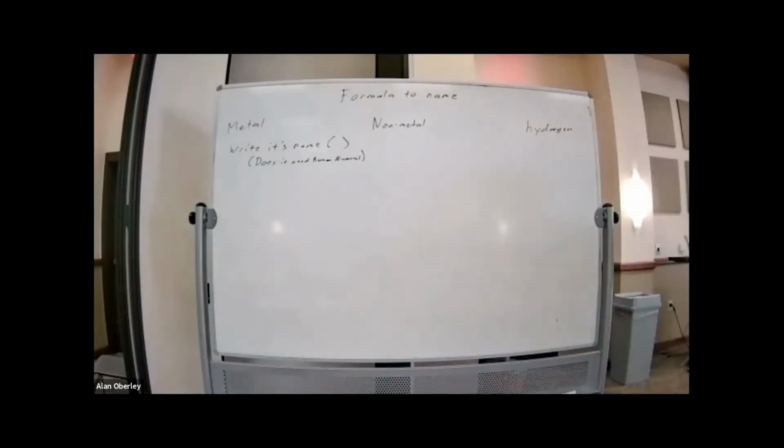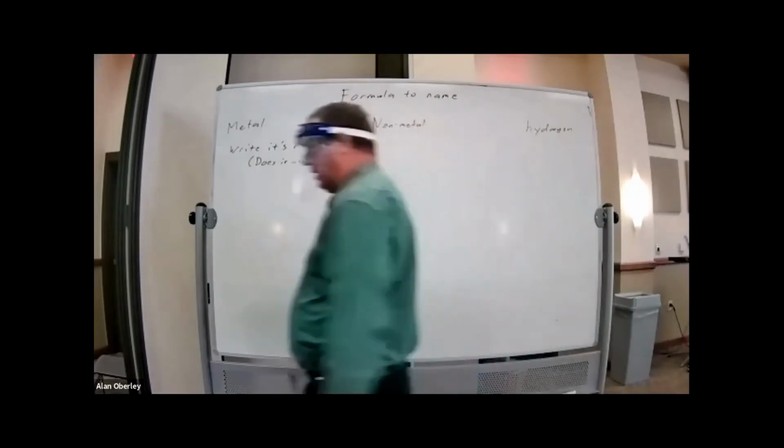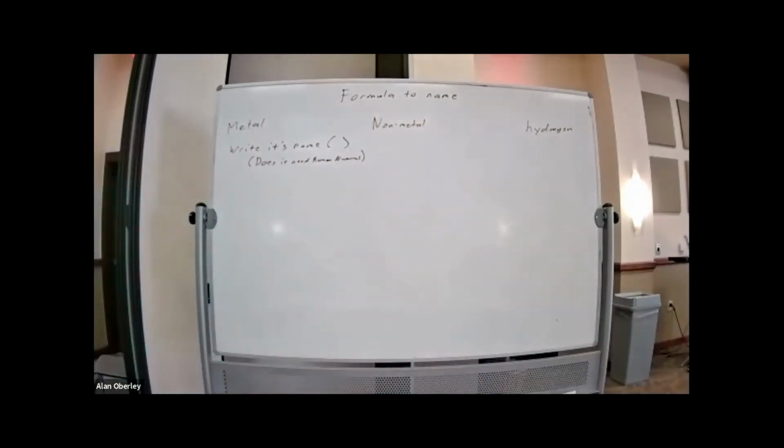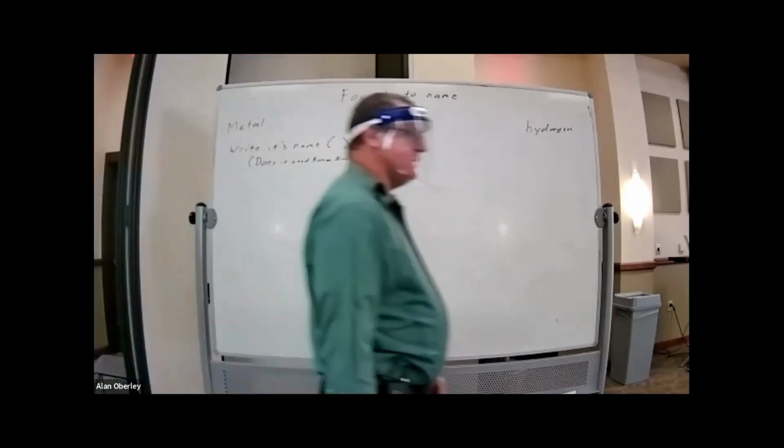So if it's in the first column or the second column, you don't need a Roman numeral. You just write the name of the metal. The other possibilities are if it's silver, zinc, cadmium, or aluminum, you don't need a Roman numeral. If it's any of the others, it needs a Roman numeral. Put your parentheses there. Okay, you don't even have to get the parentheses yet.